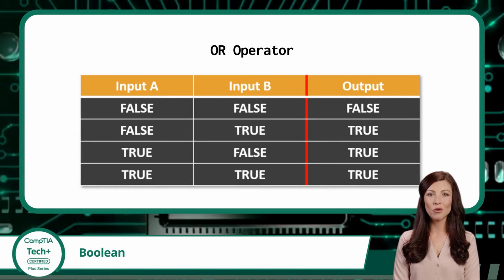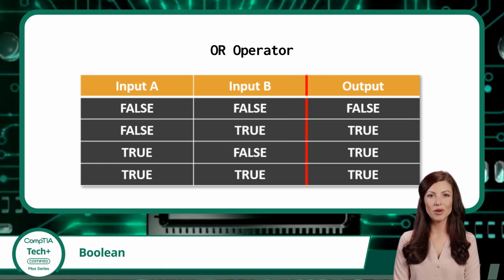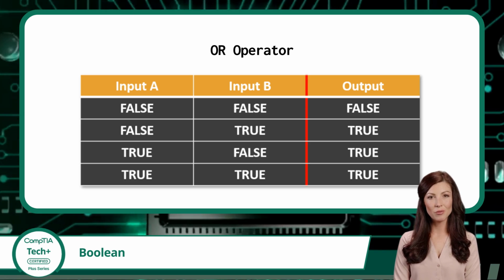Now for the logical OR operator. The OR operator returns true if any input is true, and returns false only when both inputs are false. Let's try an example and compare the inputs to the OR operator table to find the appropriate output.